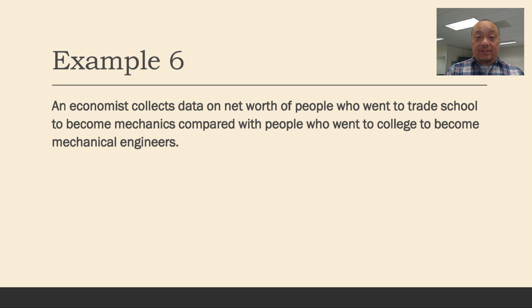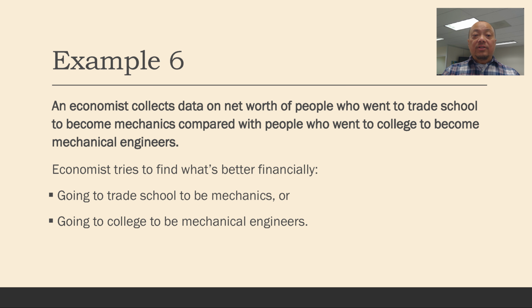Let's look at another example. An economist collects data on net worth of people who went to trade school to become mechanics compared to people who went to college to become mechanical engineers. What is the economist trying to achieve? Press pause and see if you can figure it out. In this study, it seems like the economist is trying to figure out what's better financially, right? Becoming a mechanic or a mechanical engineer.